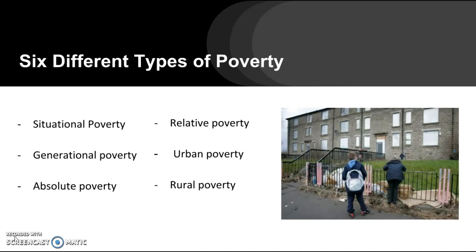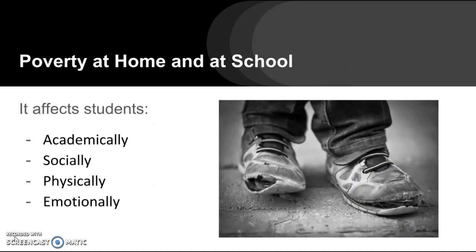Urban poverty occurs in metropolitan cities with a population of more than 50,000 people. Rural poverty occurs in non-metropolitan areas and populations of less than 50,000 people. Poverty can affect our students both at home and at school. However, poverty can affect them academically, socially, physically, and emotionally.